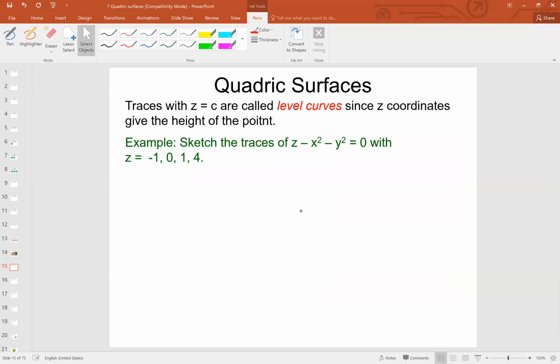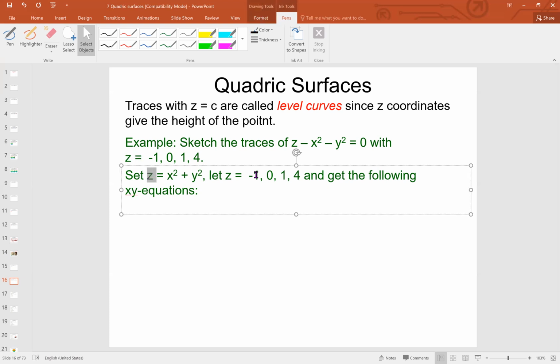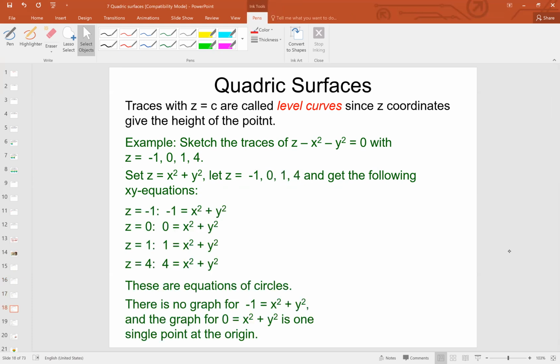So, for example, if I have an equation like that, with no z squared, only a z, then I can put it into function form, z equal to x squared plus y squared. Then I set z to be a constant. That is, I'm going to find the level curve. This one will not have any level curve if z is negative, so I only get a solution when z is positive. In particular, I get level curves when z is 0, 1, or 4. I get a bunch of circles.